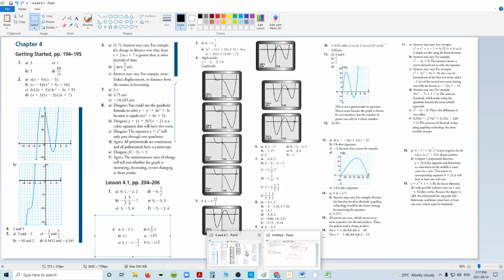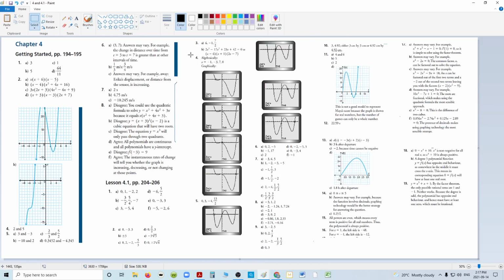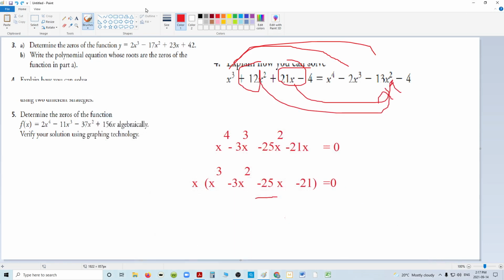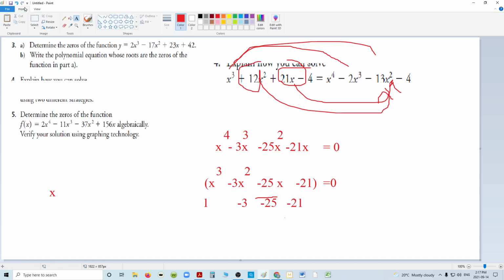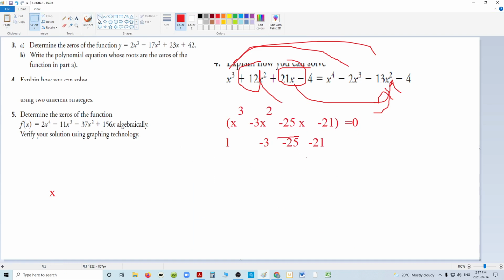Let's see what they say as far as two strategies goes. And it's right here. Graphically, they're saying is one of the solutions. Well, okay, I guess, yeah, you could plug it into a graphing calculator and figure it out. Let's do it the long way. We're going to take this, put it aside, and we're going to write down the coefficients here. 1, minus 3, minus 25, and minus 21. We're going to bring it all back up to here.